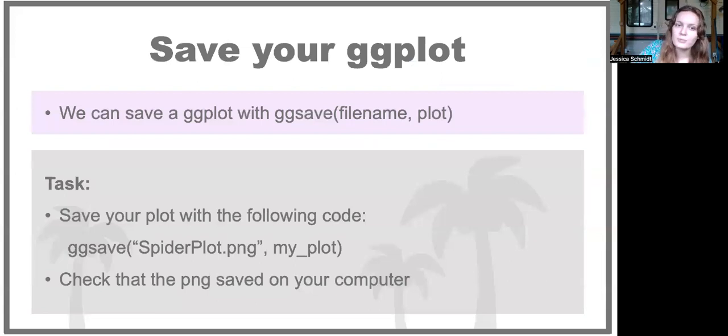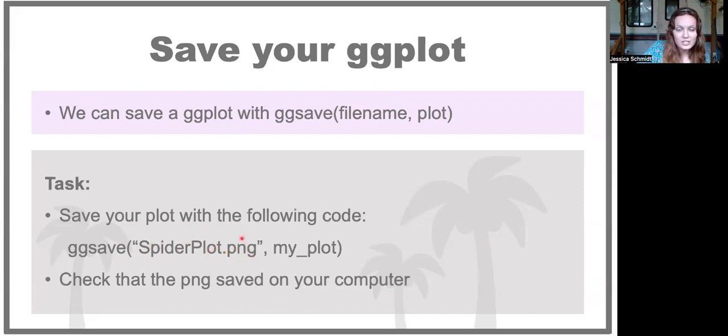We can also save a ggplot with the function ggsave. Ggsave takes two parameters, the name that you want the file to be, and then the actual plot taken from your global environment, which for us is my_plot. And it will save the file right to your global, not your global environment. It will save it to your working directory, which we usually set at the beginning of each lesson as we're trying to load in our data. So whichever location that your data is saved at will be where this ggsave will go to automatically save your plot.